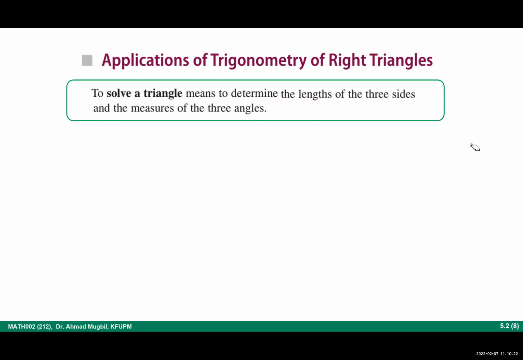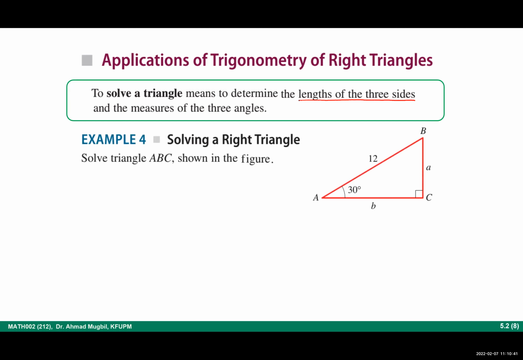Now, one of the most important applications of the trigonometric ratios is solving a triangle. What do we mean by solve a triangle? To solve a triangle, you need to find the lengths of the three sides and the measures of the three angles. To do that, you need two of them. If you have an angle and a side, or two sides, or two angles, you can find the remaining.